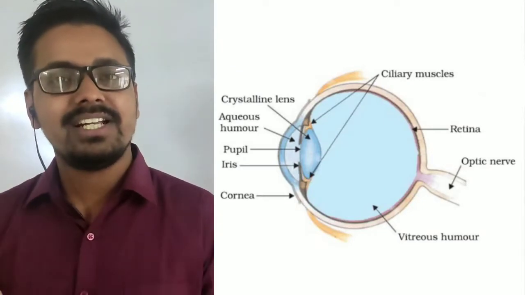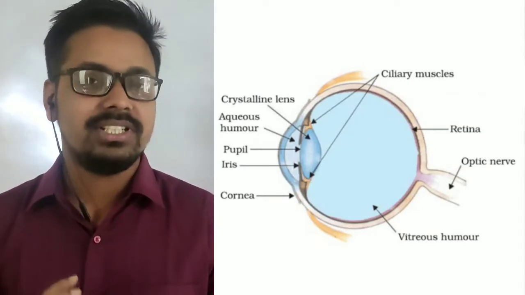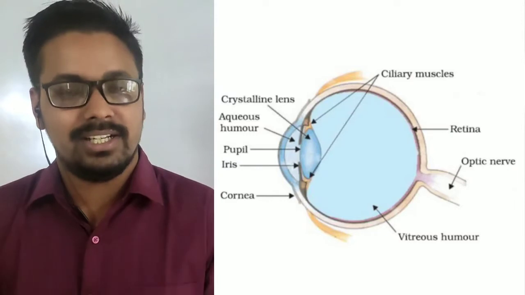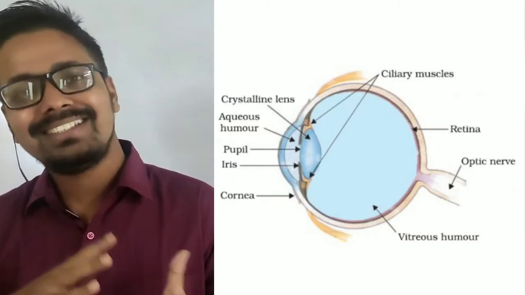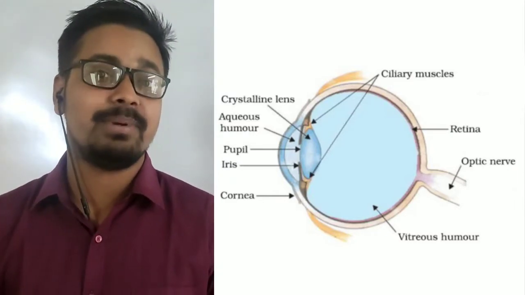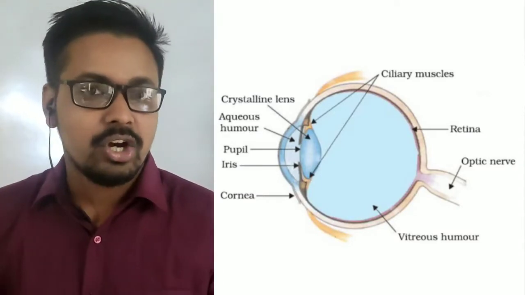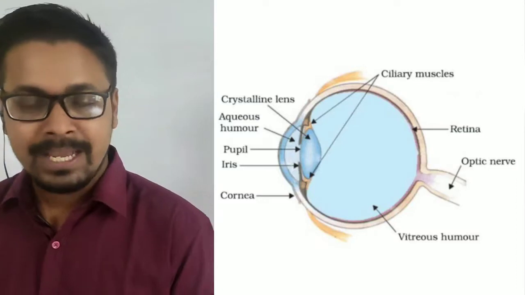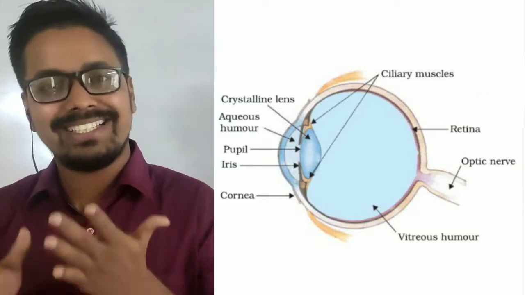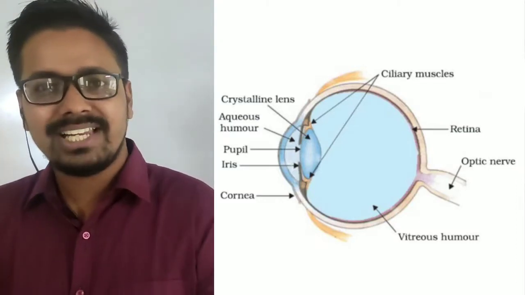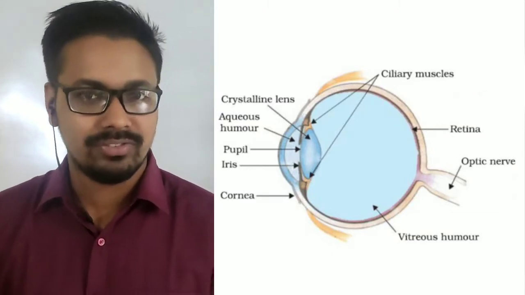But this spherical shape is maintained homogeneously all throughout the life of a person, and in any case, if the spherical shape is damaged, that also results in a detrimental effect on the image formation by the eye. Now, let's move ahead step by step from the first layer into the innermost layer of the eye.